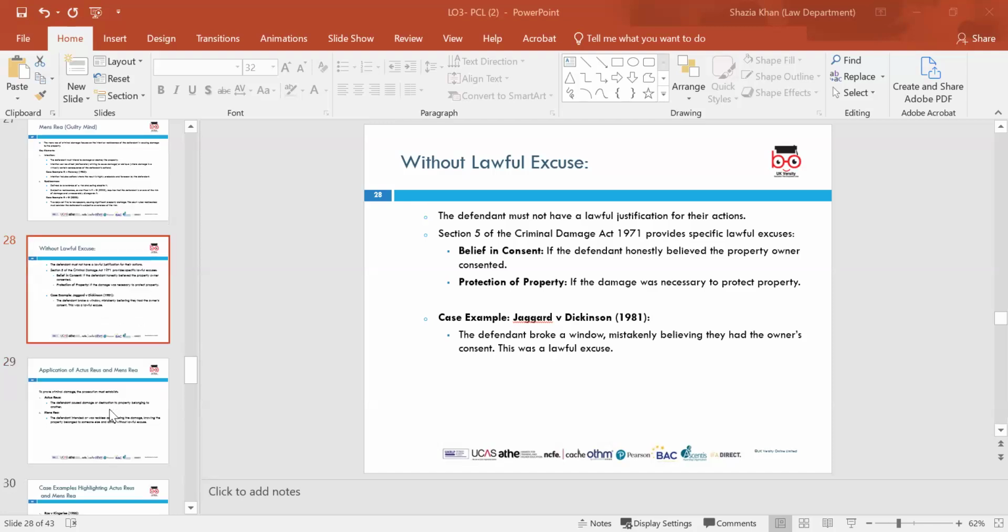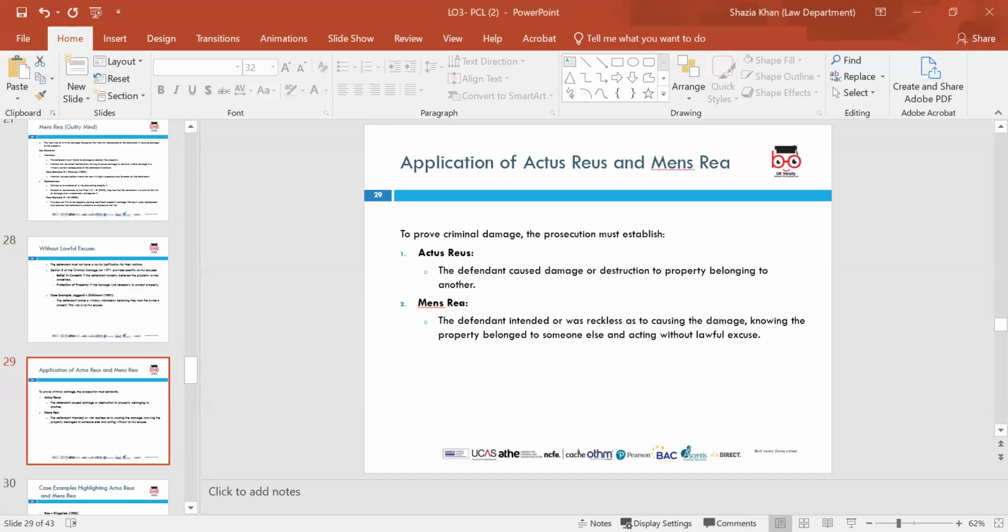So, application of actus reus and mens rea. To prove a criminal prosecution, the prosecution must establish actus reus and mens rea. Actus reus and mens rea, as we said, are the legal concepts that are used together to determine if someone is criminally liable. Actus reus is the physical act of crime, while mens rea is the mental state of the offender. Actus reus involves the actions of the offender, including both affirmative actions and failures to act. The specific actus reus required depends on the crime.